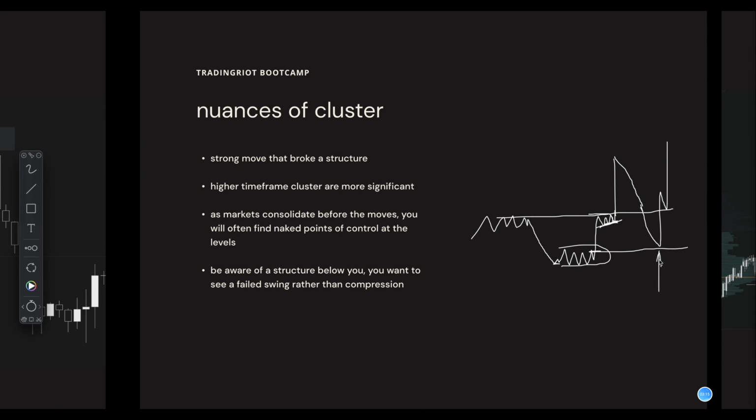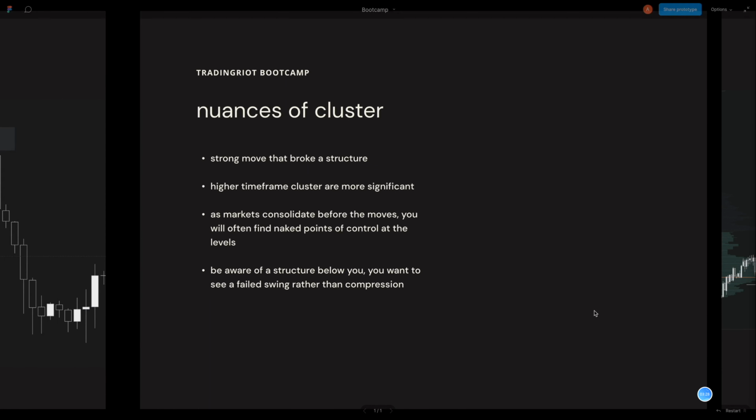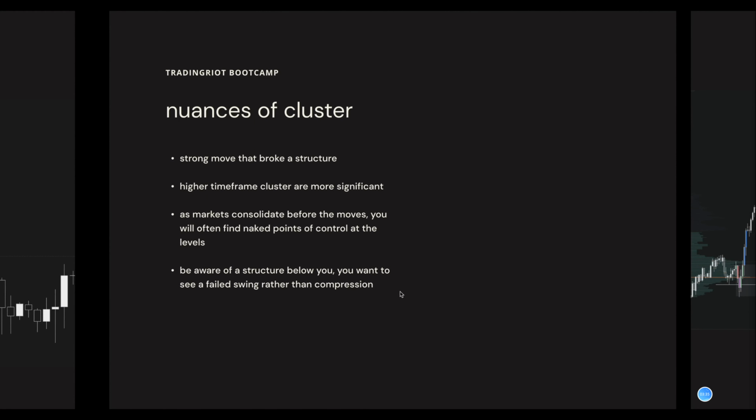So the naked points of control are great for visual maps, and you can be a little bit cleverer than people who will just simply buy the SR flip when there is high executed volume below you. As I mentioned, be aware of the structure that is below you. You want to see a failed swing rather than compression.